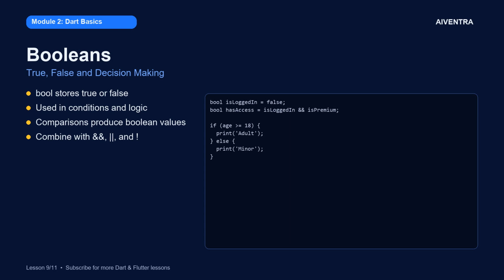Key point 2. Used in conditions and logic. Key point 3. Comparisons produce Boolean values. Key point 4. Combine with and. Each of these helps you write clean, predictable Dart code and avoid common beginner mistakes.